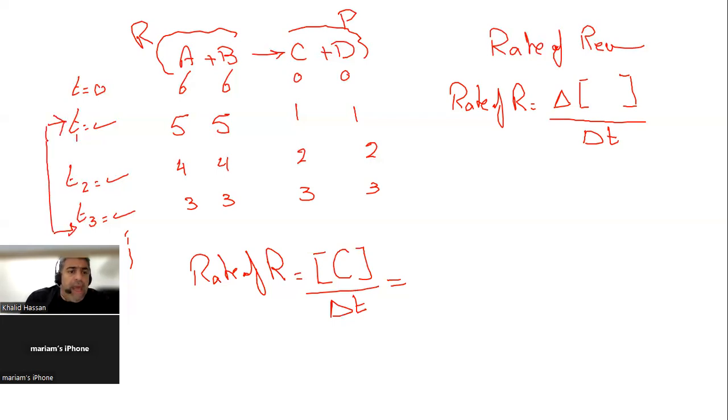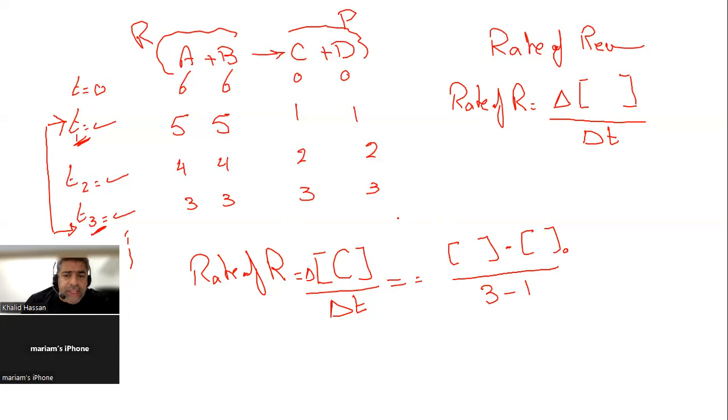Consider T1 means 1 minute, T2 2 minutes, T3 3 minutes. So let's do it. Delta means final concentration minus initial. And delta time is the time consumed during this period of time. So let's see the time. I will have T3 minus T1, so it will be 3 minus 1.